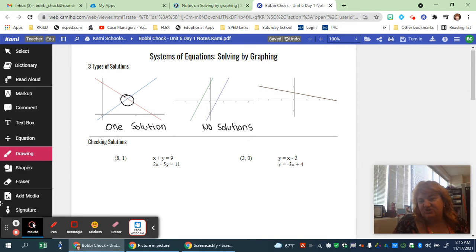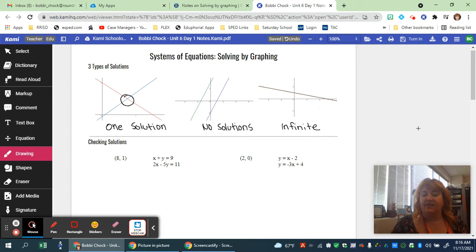And then this is actually two lines on here. That's why it looks bold. That's called infinite solutions, and it's because the two lines are the exact same. So they always intersect. Okay, so you have infinite solutions.